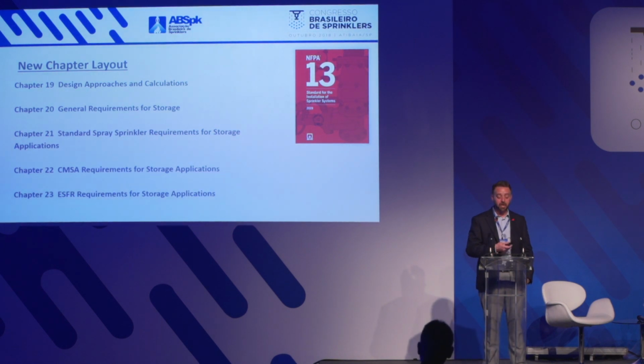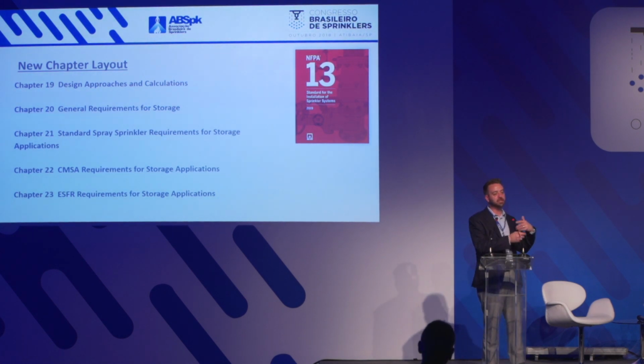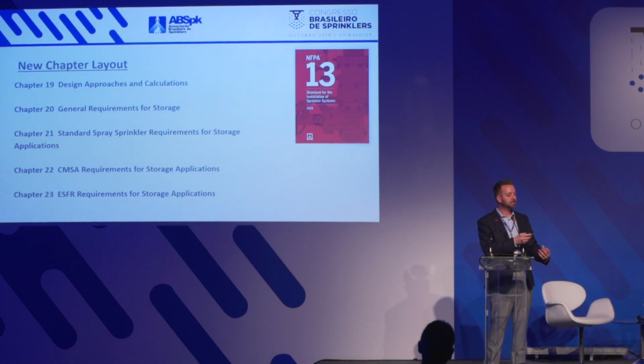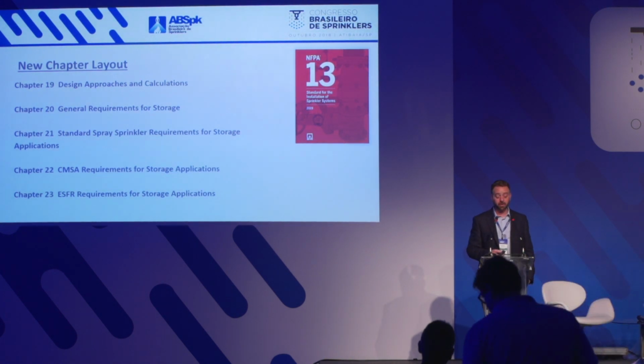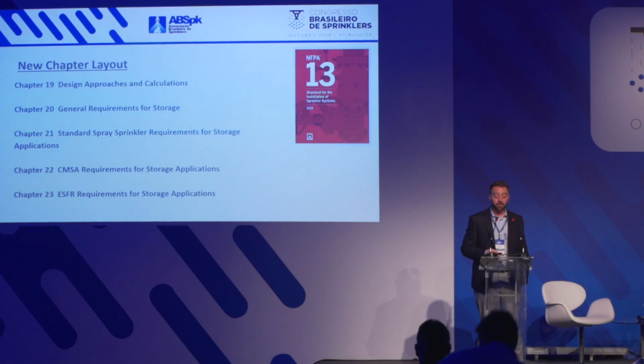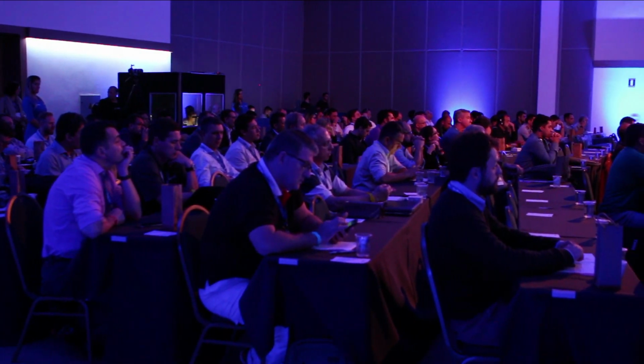Chapter 22, we have our control mode specific application requirements for storage. So now we're getting into the specific sprinklers for storage. You saw before that we had a CMSA chapter, but that was just for the requirements of obstructions and certain other requirements. Now we're getting into the requirements once you have a high-piled storage application for CMSA sprinklers. When we get to Chapter 23, we're looking at ESFR requirements for storage applications.